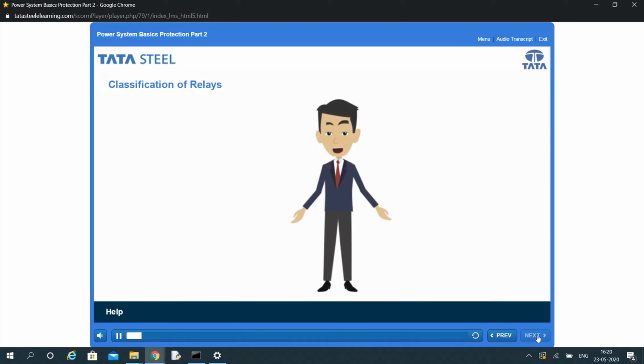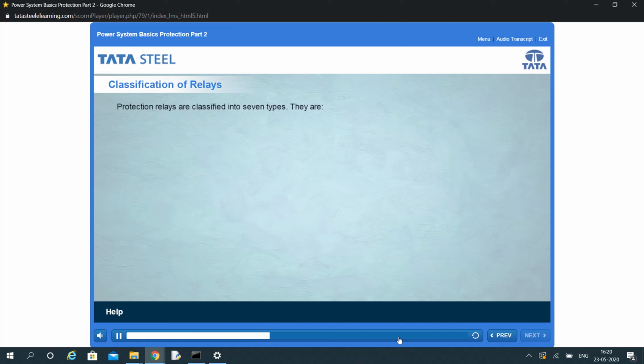Let us now discuss the classification of protection relays. They are classified into 7 types. They are listed on your screen.